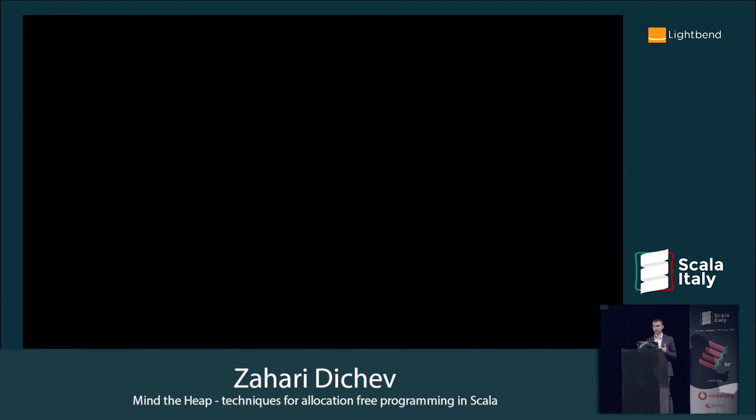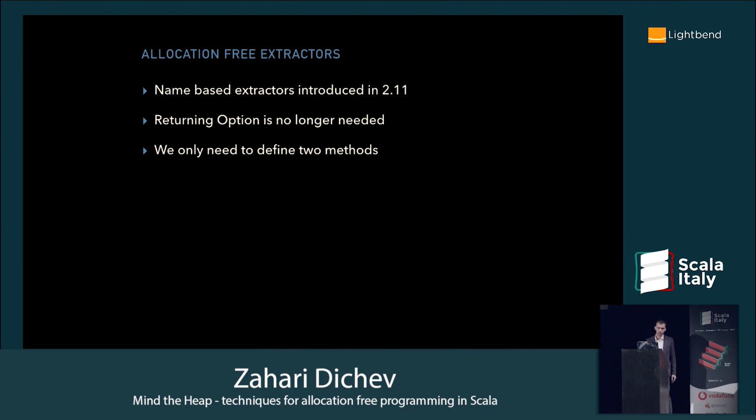So what can you do about that? Well, thankfully, back in Scala 2.11, name-based extractors were introduced. This is a pretty cool feature because you're not obliged anymore to return an Option from your extractions. The only thing you need to return is an instance of a type that defines the methods isEmpty and get. If your extraction is successful, that's determined by the isEmpty method, and of course you can use get to obtain the extracted object.